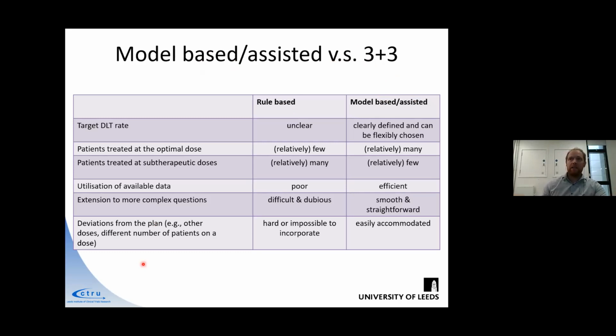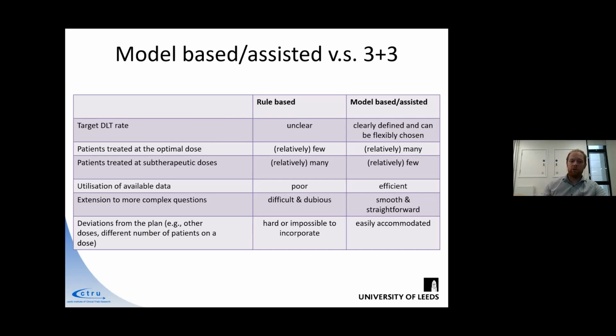The target DLT rate doesn't really exist in the 3+3, and we actually find that the maximum tolerated dose is entirely dependent on the number of doses that we treat or propose. If there's a large number of doses, it's very likely that we'll select the MTD quite low down, whereas for a low number, it's less likely. Whereas with the model-based designs, it's clearly defined and can be flexibly chosen. Different situations require a slightly different trial design, so it's super flexible.